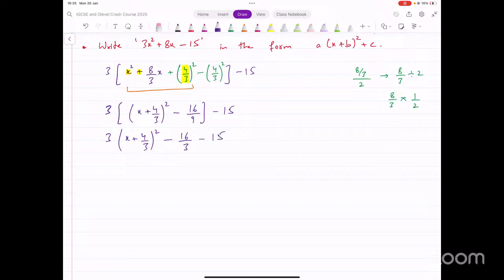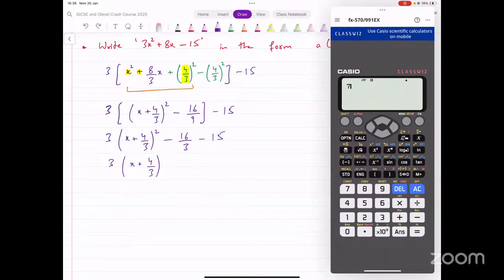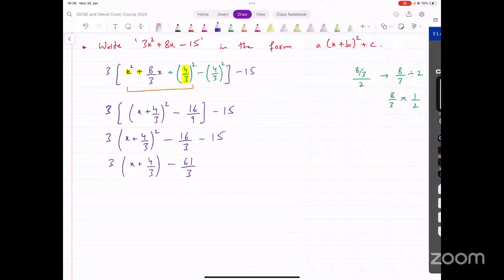And now you have to simplify the number that is outside the brackets. Now, if it's a non-calculator paper, you can take the LCM of this and see what that gives you. If it's a calculator paper, you would just put this on your calculator, minus 16 divided by 3 minus 15, and your calculator will do it for you directly, and you get minus 61 over 3. This is the completed square form that you get.